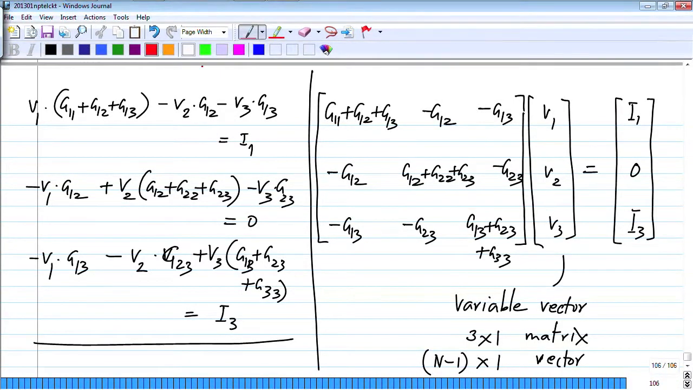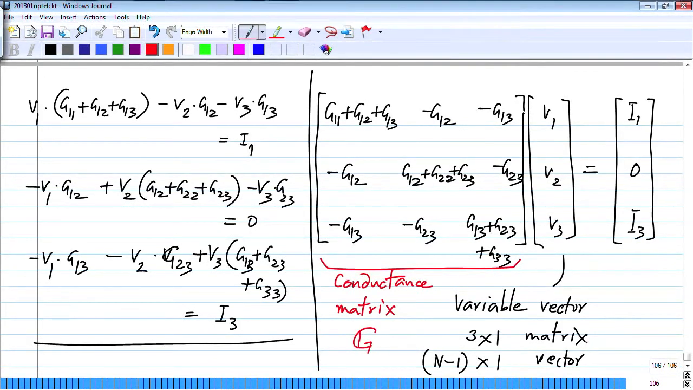So this part is called the conductance matrix. Obviously it consists of conductances. And this part is the vector of node voltages. I'll call that V. Okay. And finally this is the vector of independent current sources. Okay, I will call that I.